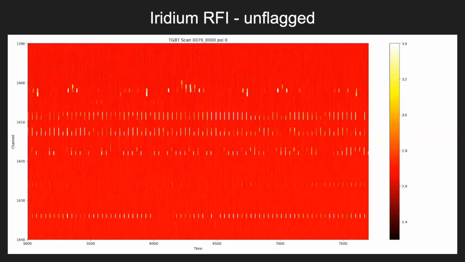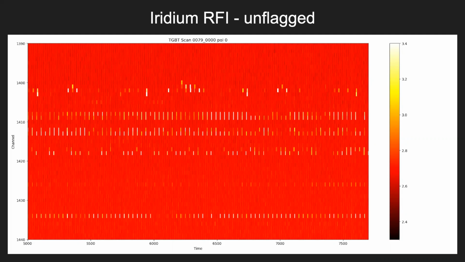So here's a zoomed in spectrogram of the Iridium RFI. On the vertical axis, we have channel rather than frequency, but this is around 1620 megahertz. And along the horizontal axis, we have a kind of a pseudo time axis. So you can see this RFI looks kind of like a tire track with our high time resolution data. And yeah, it looks pretty ugly. Definitely not a scientific signal there.